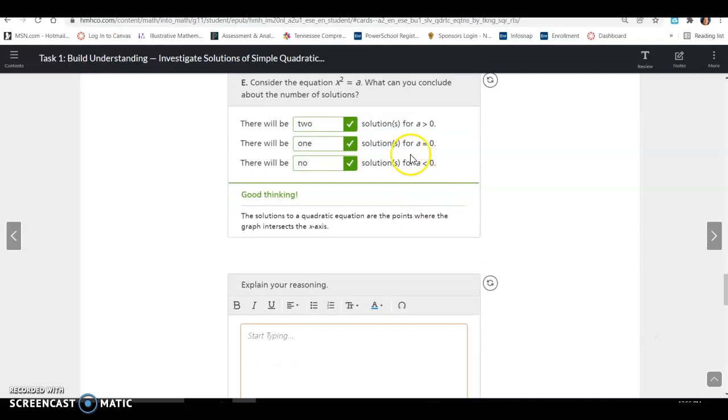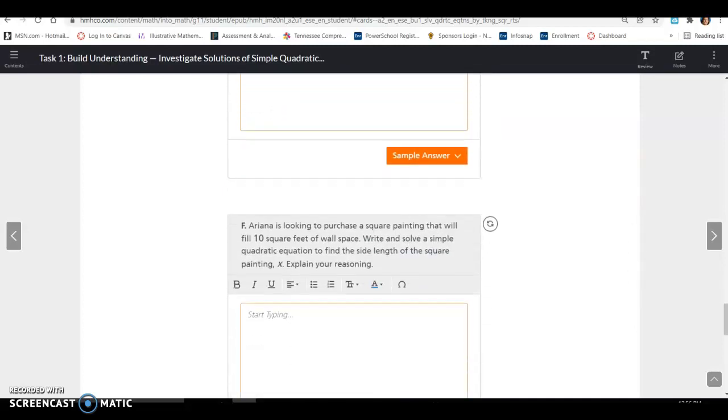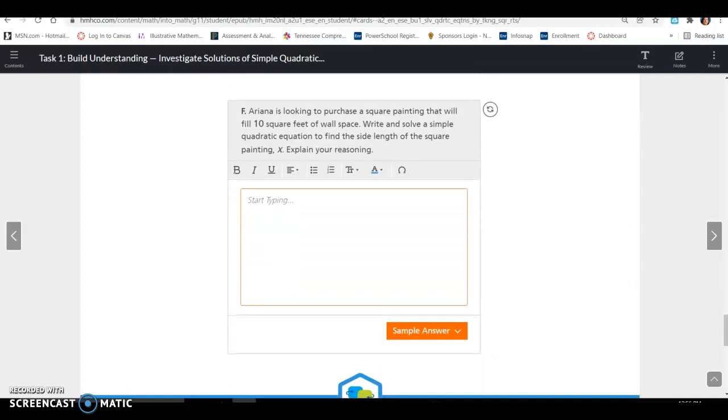So for a quadratic equation, as we've studied previously, you can get 2 solutions, 1 solution, or no solutions, and that all depends on what the a value is. Explain your reasoning. We just did that.